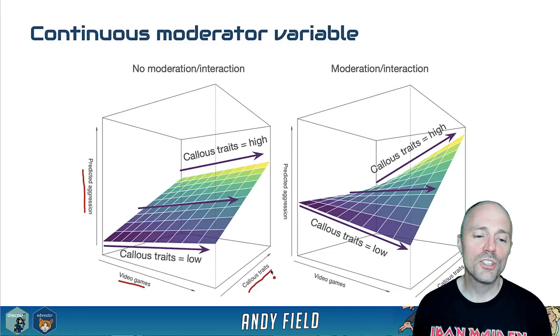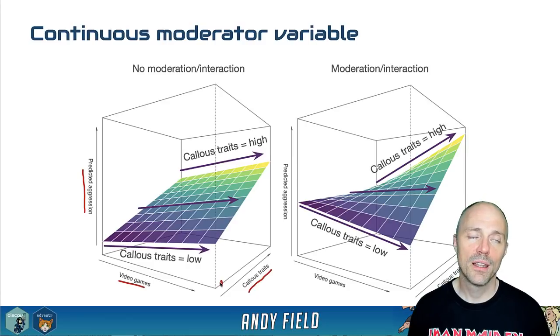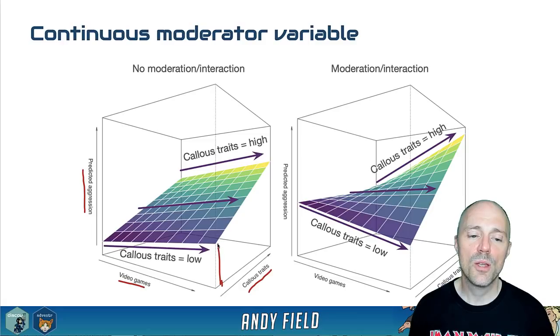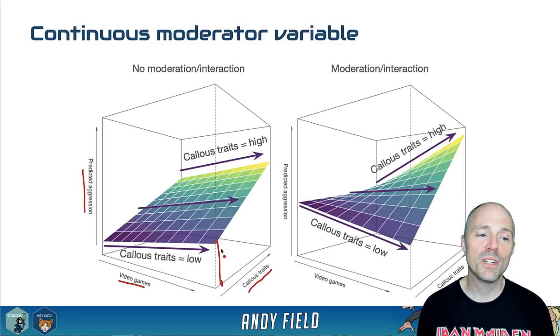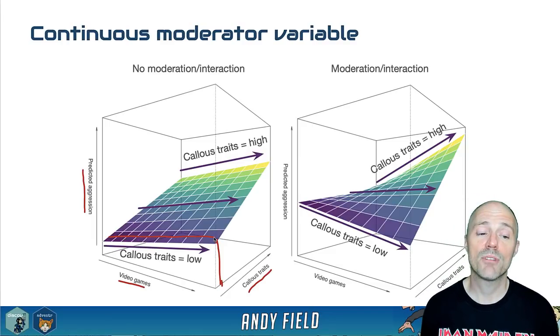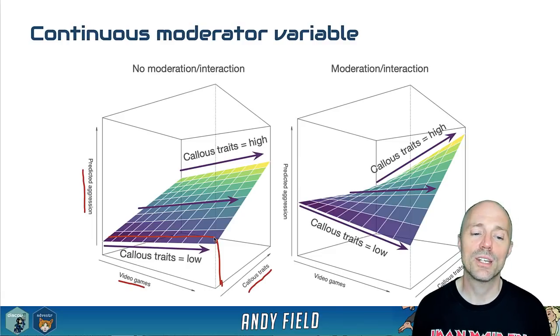So what we can do is start at low levels of callous unemotional traits. So we'll start at the left-hand side of this z-axis. At those low levels of callous unemotional traits, what's the relationship between video gaming and predicted aggression? We can see it's slightly positive. So there's a slightly positive relationship between video gaming and predicted aggression at low levels of callous unemotional traits.